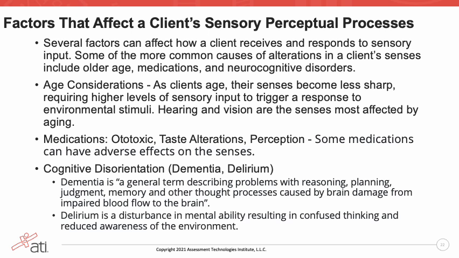Dementia is a general term describing problems with reasoning, planning, judgment, memory, and other thought processes caused by brain damage from impaired blood flow to the brain. Dementia occurs when neurons become damaged, lose their connection with the brain cells, and die. When a client experiences a loss of neurons with aging, although most aging clients have some decline of neurons, patients with dementia experience a much greater loss.